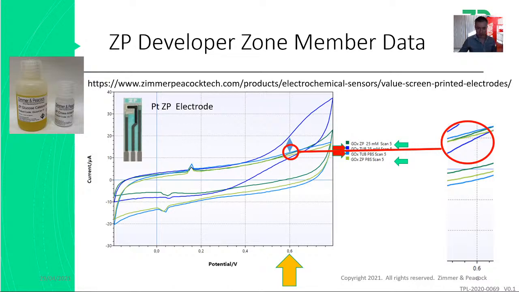So let's just go on a bit. The signal for the ZP formulation looked very small by cyclic voltammetry, but we'll explain why this is not a bad thing. So they've done cyclic voltammetry, and now they've done some chronoamperometry.